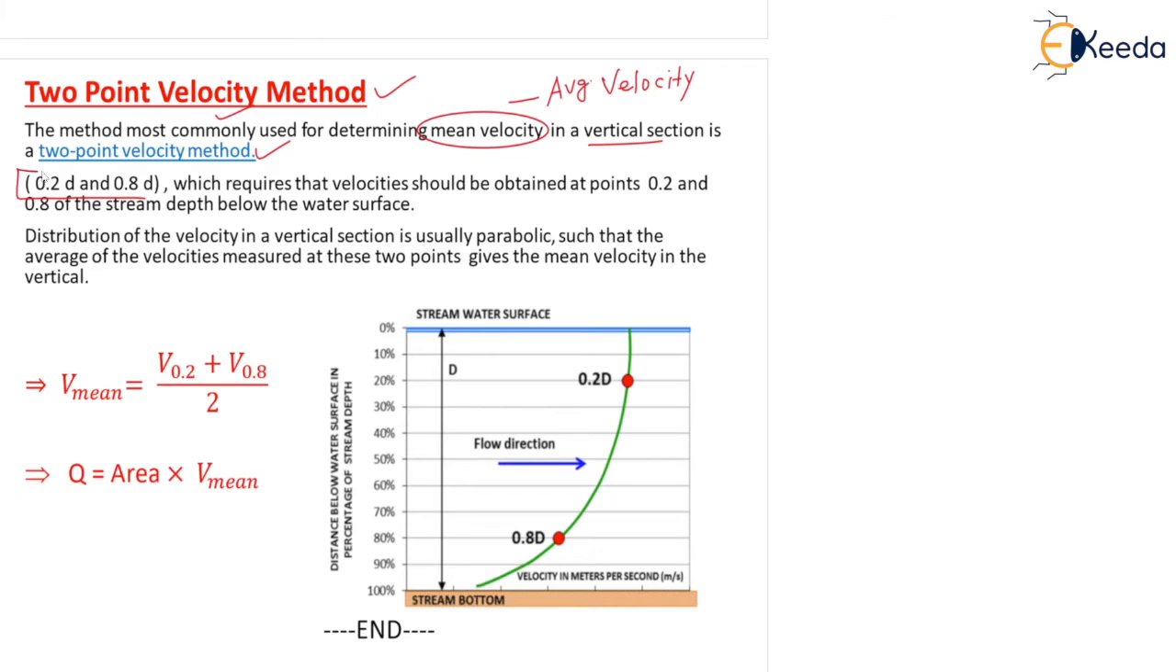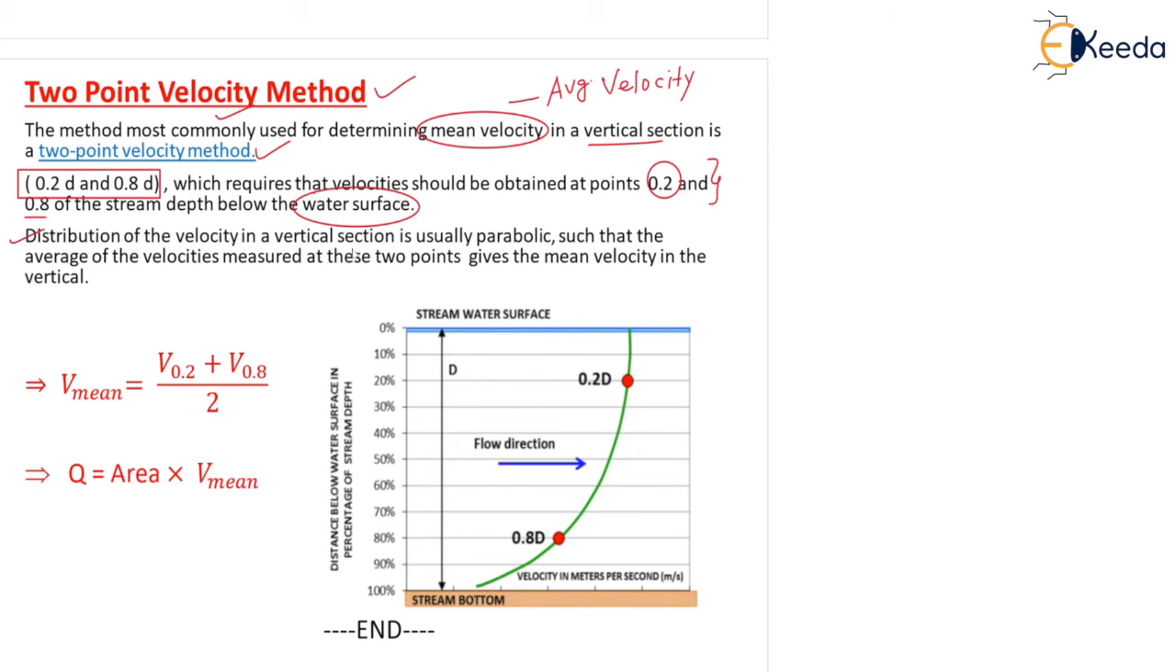So 20% of the depth of flow and 80% of the depth of flow, which requires that velocity should be obtained at 0.2 and 0.8 of the stream depth below the water surface. Below the water surface, very important line, which requires that velocity should be obtained at 20% and 80% of the stream depth below the water surface.